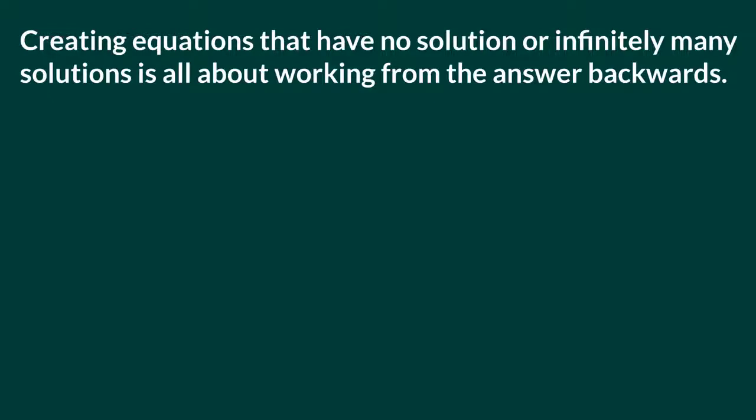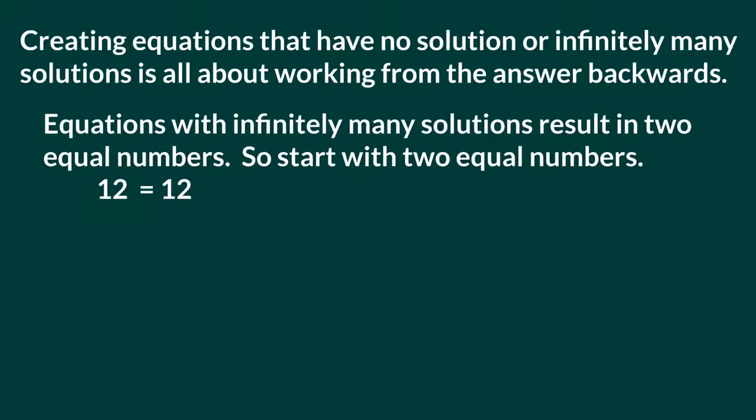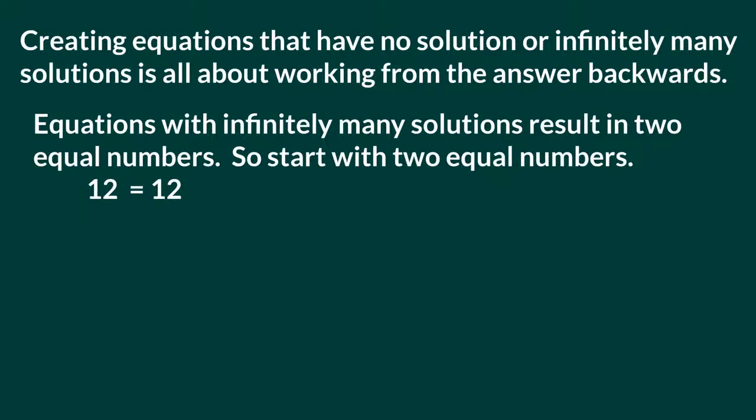Okay, let's start with a situation where we have infinitely many solutions. So we're asked to create an equation that has infinitely many solutions. Well, every equation with infinitely many solutions results in two equal numbers. So let's start with two equal numbers. We got 12 equals 12. So I've got these two equal. That's the starting part of my equation.